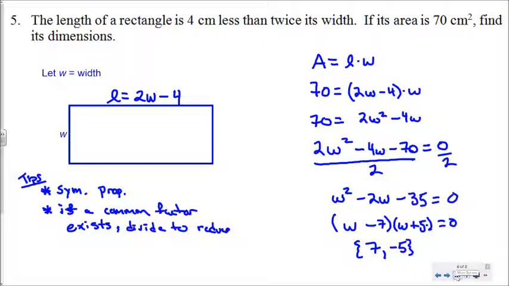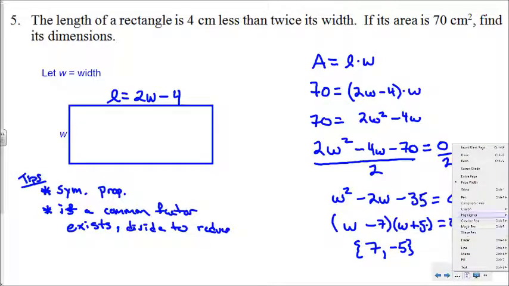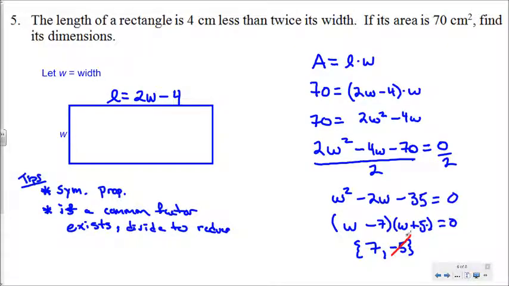But uh-oh, I have a problem. Because w is representing the width, which is a distance measurement. It's a length. And distances, or lengths, cannot be equal to negative numbers. They can only be positive. So what's going to happen is I'll end up rejecting this negative length. That's not a possible answer.